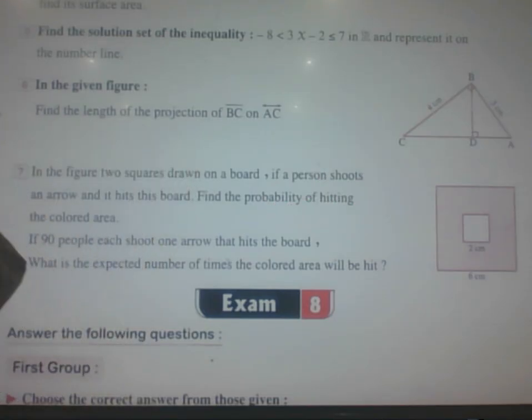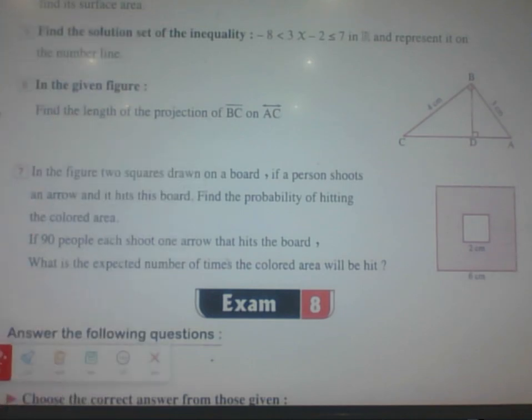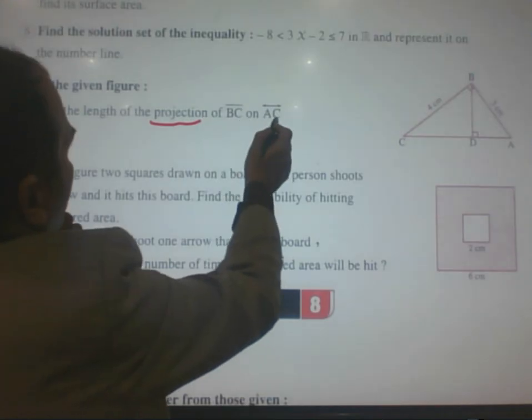Next question, we have a right angle triangle here. We want to find the length of the projection of BC on AC.